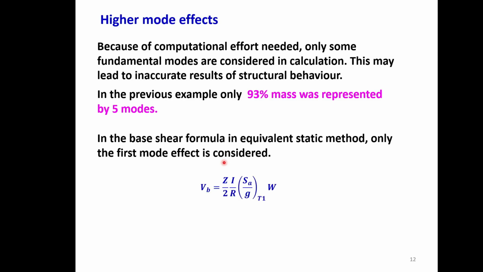Now in the base shear computation, in the codes of different countries, there is an equivalent static method available where the base shear is given by this expression. This expression changes a little from country to country. I have taken the Indian case. So this has the seismicity level Z by 2, importance factor, and response reduction factor R, and Sa by g is the spectral acceleration ratio corresponding to the time period T1 of the first mode.